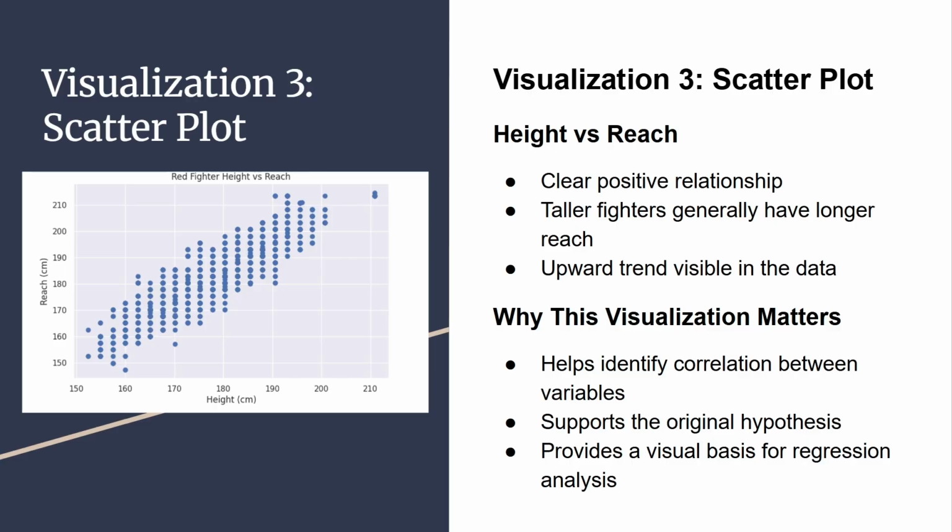The next visualization is the scatter plot. One of the most important visualizations in the project, because it directly shows the height and reach comparison. Each point on this graph represents a fighter, and the upward trend visible in the scatter plot suggests a positive relationship between height and reach. In other words, taller fighters generally tend to have longer reach. The scatter plot also helped us prepare for the statistical analysis because it visually suggested that the relationship between the variables might be strong enough for correlation and regression analysis.